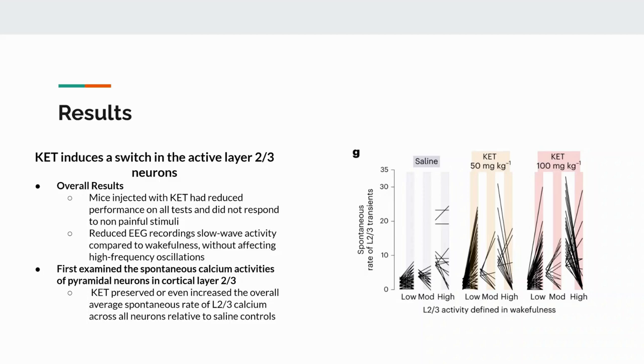Highly active neurons became less active or inactive under ketamine, whereas a subset of neurons that were inactive or weakly active during wakefulness became activated. Despite the activity switch, ketamine preserved or even increased the overall average spontaneous rate of layer 2-3 calcium across all neurons relative to saline controls.